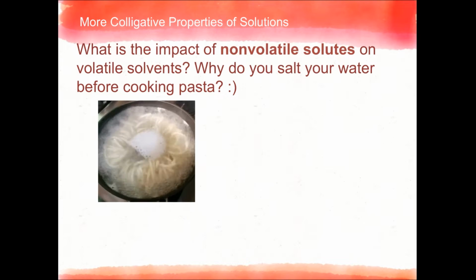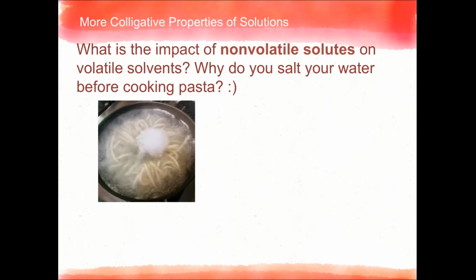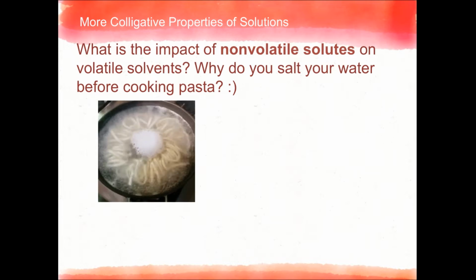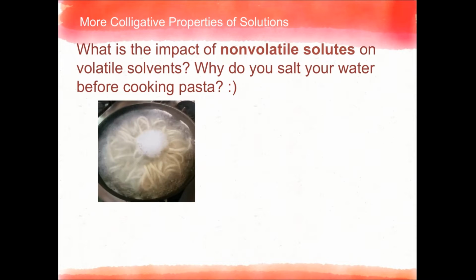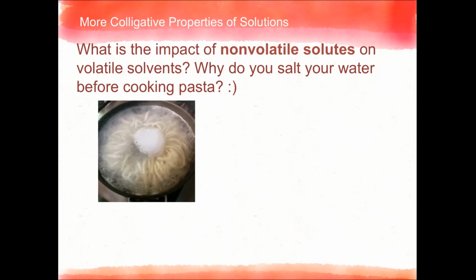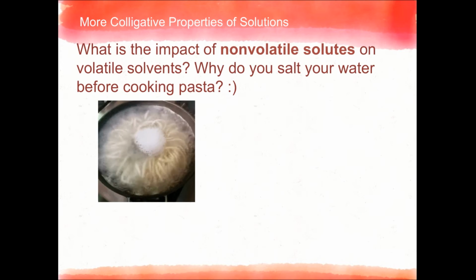This still has to do with colligative properties, and colligative properties has to do with the number of moles that we have of a given compound. So what happens when we add non-volatile salts? I think of adding salt to water before I boil my pasta, my spaghetti, as a good example. Why do we salt our water before cooking pasta?